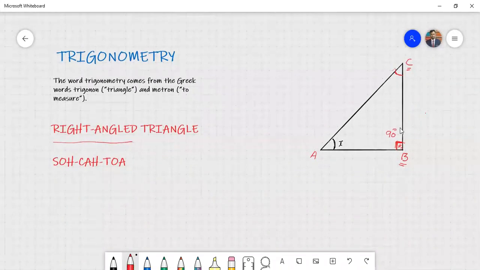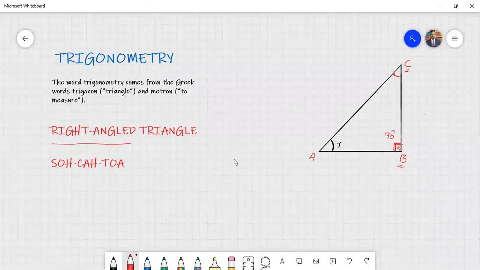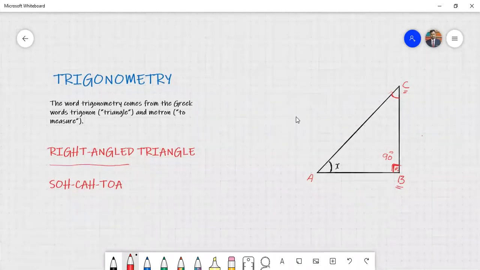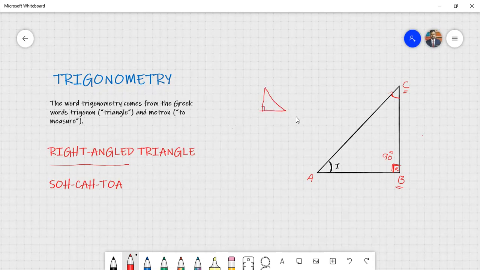This was very easy, what is a right angle triangle. It does not have to be only this shape. These are the other shapes of a right angle triangle, and this is another shape. Different shapes, but if one angle is a right angle, meaning 90 degrees, we say this is a right angle triangle.